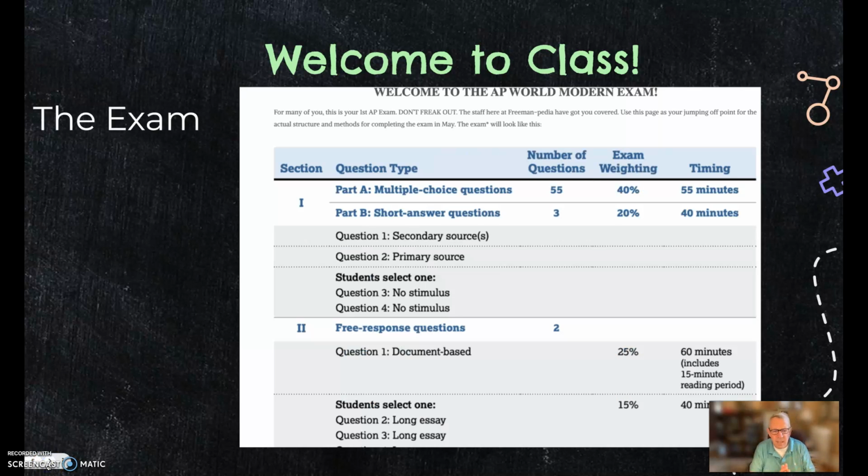The exam is 3 parts. It includes 55 questions that are stimulus-based. Each question might have a primary source, a secondary source, a map, or a graph, and students have to make inferences based on what they read or see.